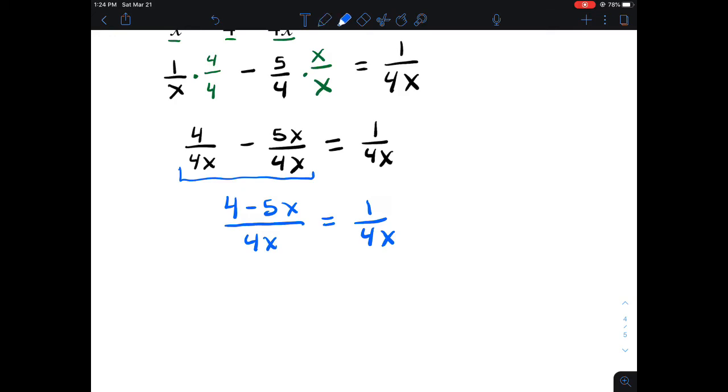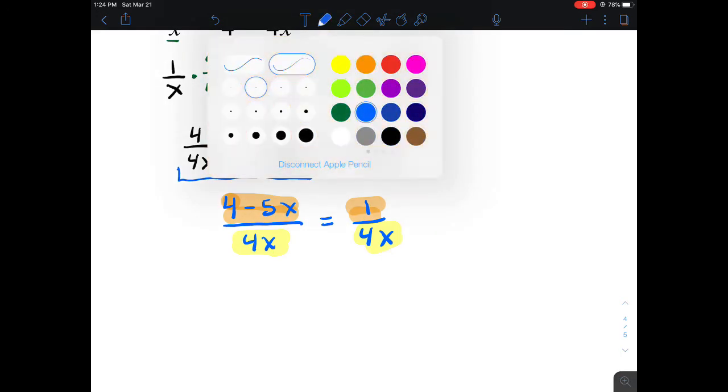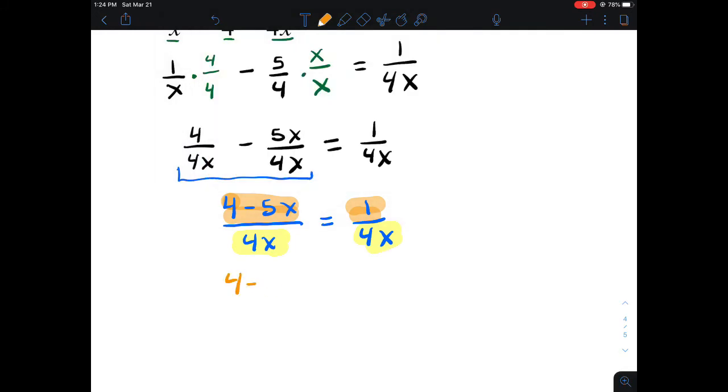And when we get to this stage, we have a technique that we can use to solve. Because the entire left and right-hand sides both have the same denominator. So the whole left is being divided by 4x, and so is the whole right side. Because that's the case, I can solve this problem by setting the numerators equal to each other because of the equal sign. There's nothing else in the problem. So I could say 4 minus 5x is equal to 1. And then I go solve from there. So I'd have 3 equals 5x. And I divide by 5, and I got x equals 3/5.